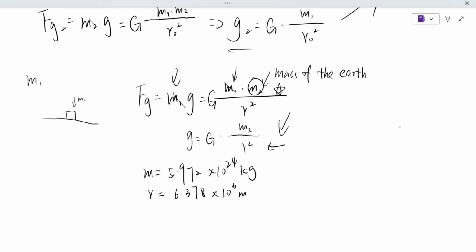Oh yeah, by the way, you may ask, the object is on the surface, so the distance is 0? No, it's not. It is the distance to the center of mass, the very center of the Earth, which is very, very far below the surface of the Earth. This distance, which is the radius, is equal to this amount.